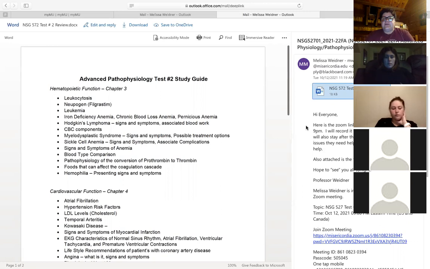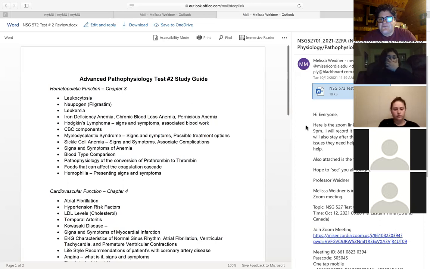And we talked a lot about the pathophysiology of conversion of prothrombin to thrombin. Prothrombin, sorry, it's the end of the day. Prothrombin to thrombin. So just understand how that works, because you'll need to understand that as well when next semester you learn about anticoagulation medications.